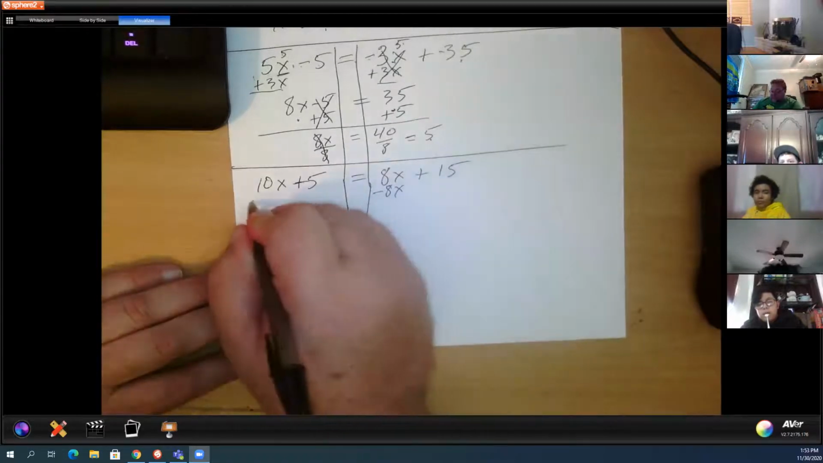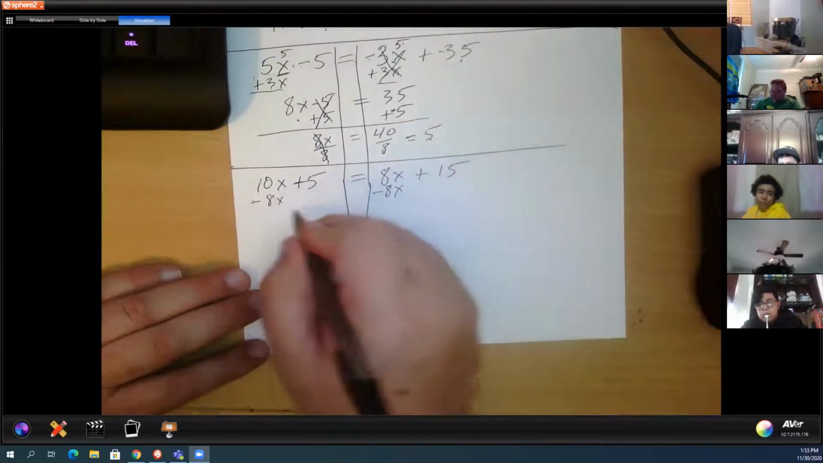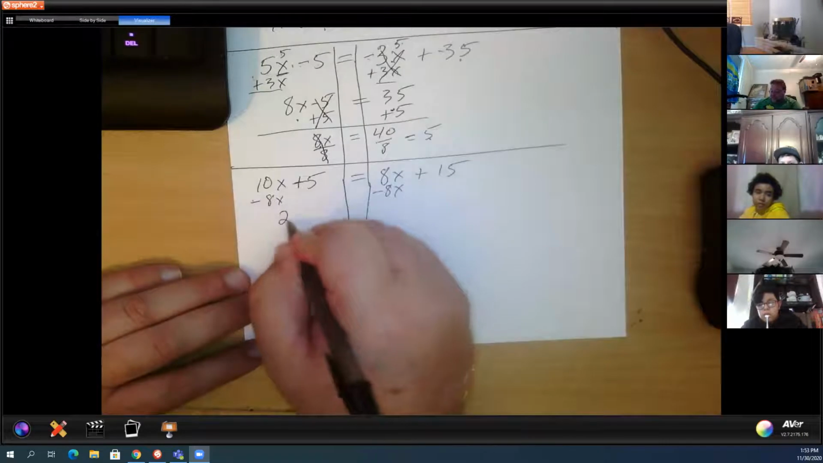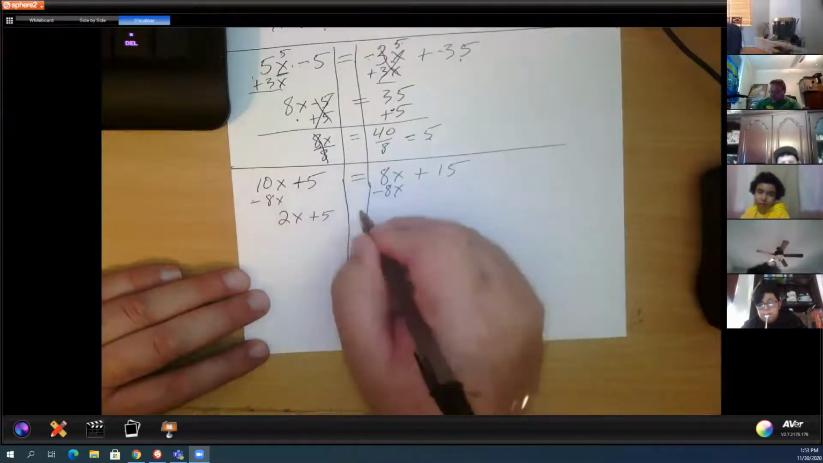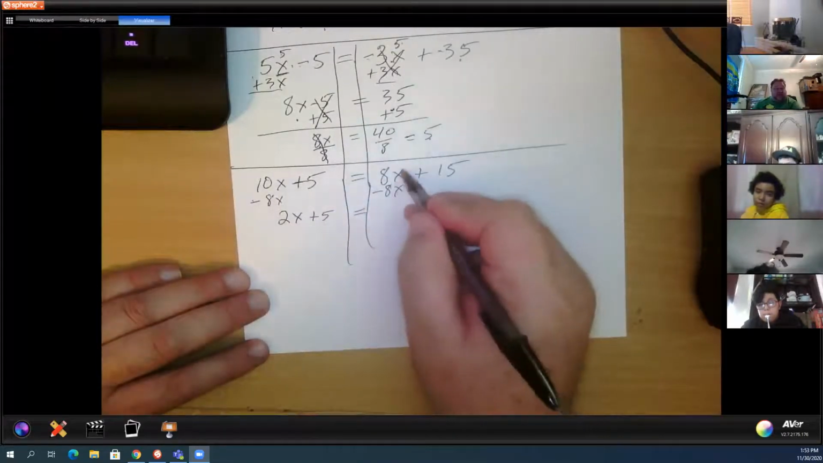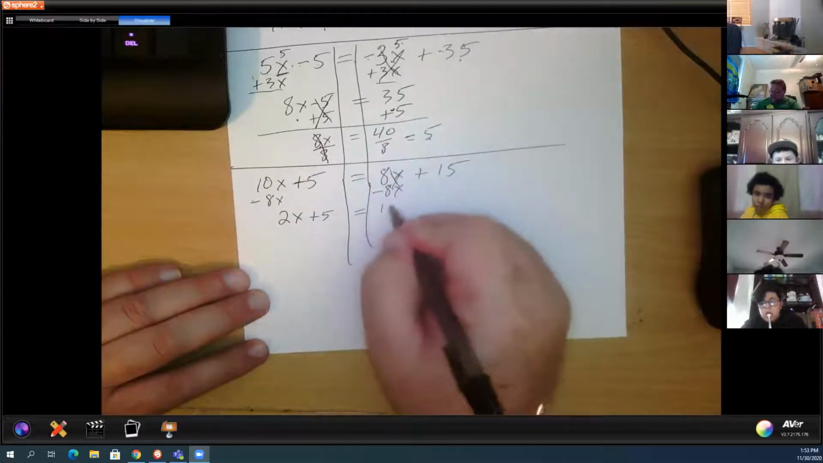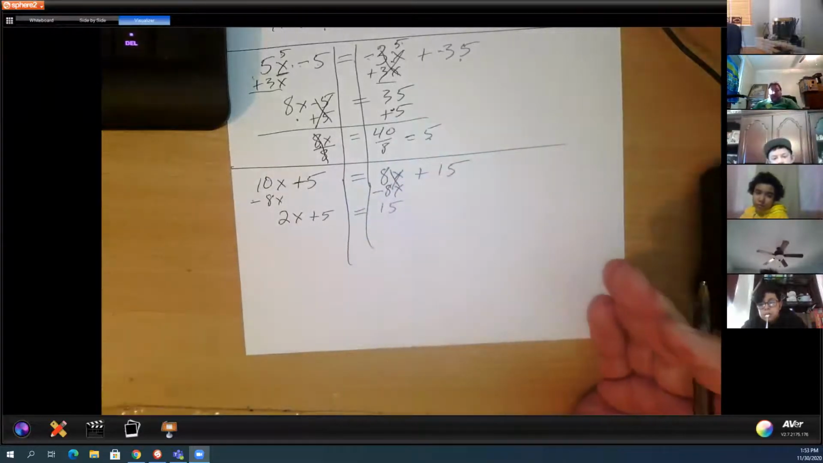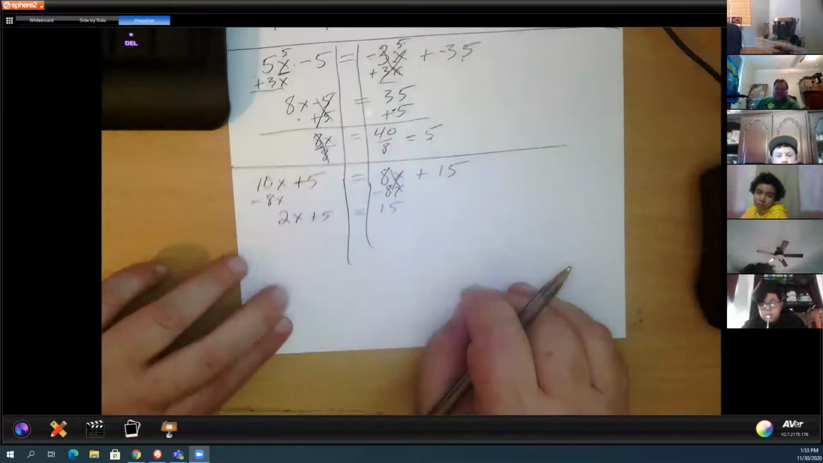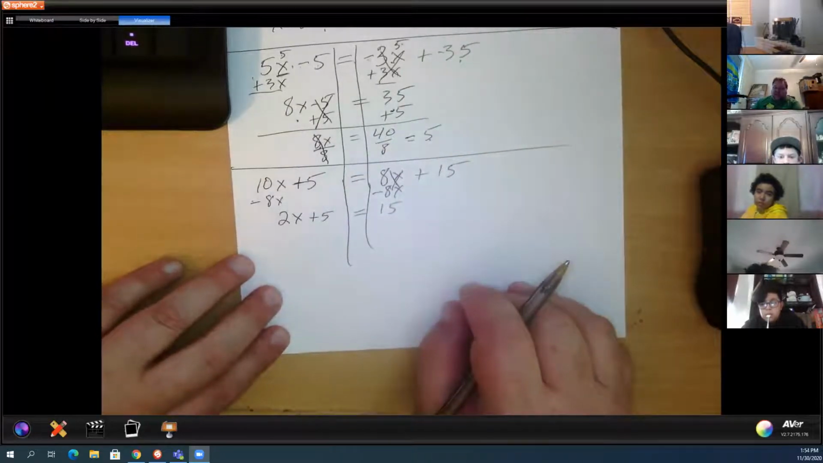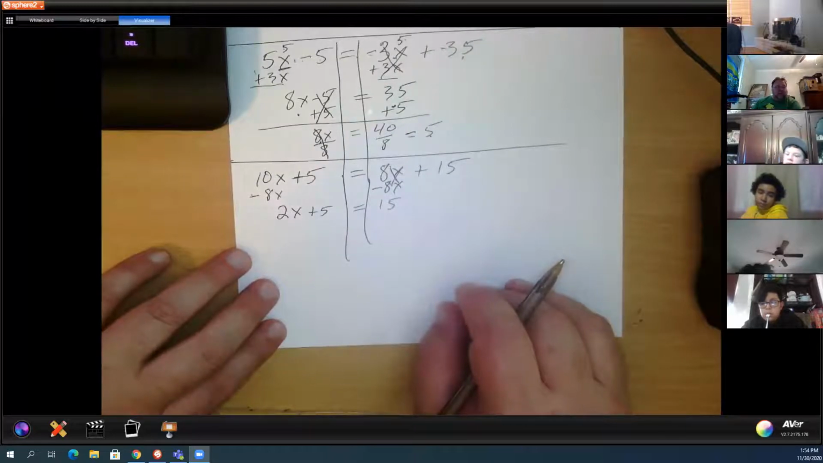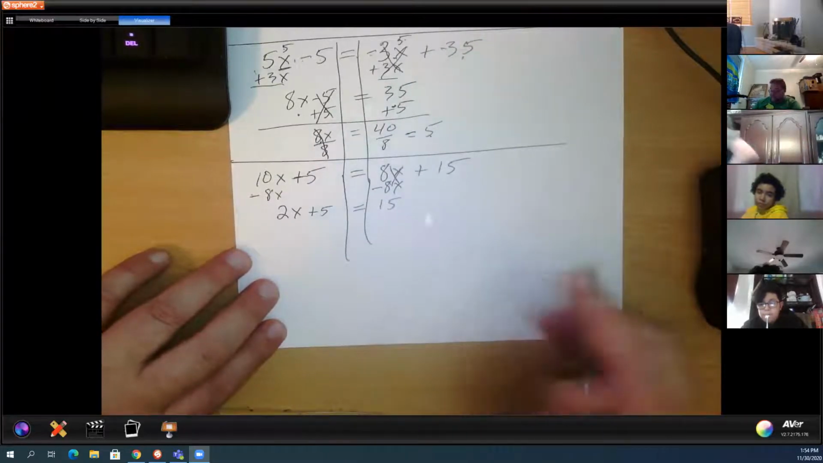So if I subtract 8x over there, I have to subtract 8x over here. So now I'm going to have 2x plus 5 equals, and these two cancel out, right? And then I just get 15. Well, now it looks like a normal two-step equation that we've done about 5 zillion of, right? So now it's not that hard anymore. Now we just have to say, oh, I know what that looks like.